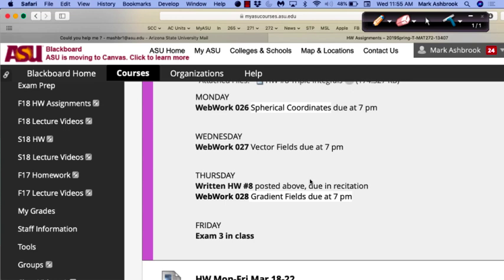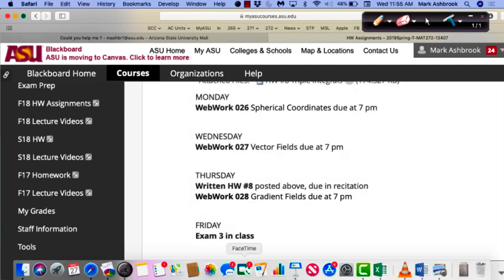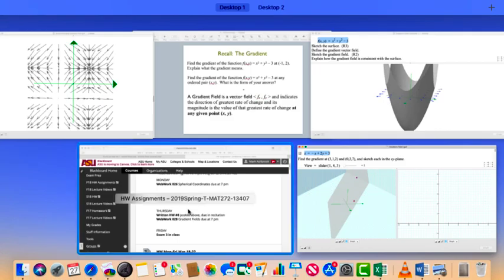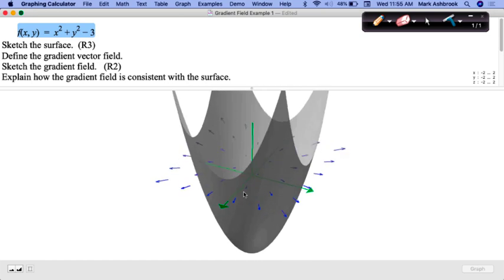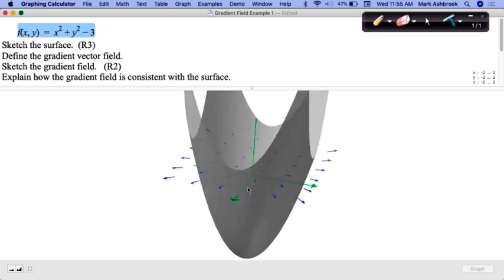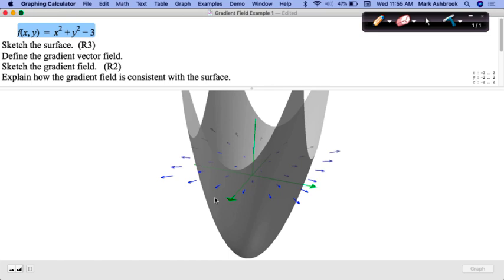Okay, so gradient fields. What is a gradient field? Let's see here. So we're looking at this example, and we stopped last time. This was the surface, the multivariable function x squared plus y squared minus 3. That's our standard paraboloid that opens up, but it's moved down 3 units, so its vertex is at 0, 0, negative 3.